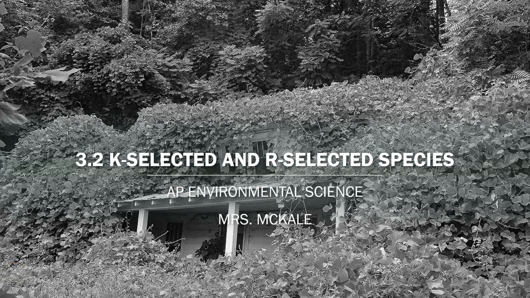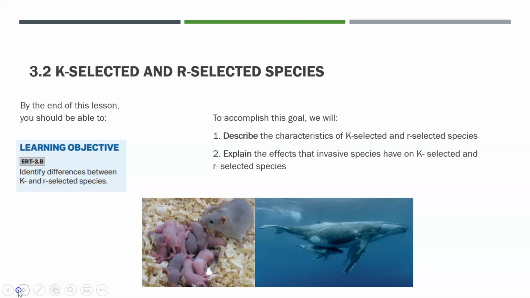Welcome back. 3.2 K-selected and R-selected species. By the end of this lesson, you should be able to identify differences between K-selected and R-selected species. To accomplish this, we're going to describe the characteristics of K and R-selected species and explain the effects that invasive species have on K-selected and R-selected species.